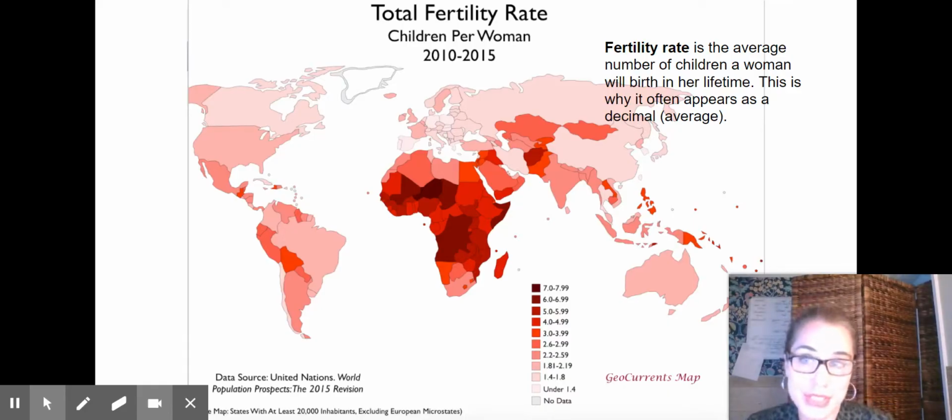This seems counterintuitive. Why would people have more kids when they're poorer? Why would they have fewer kids when they have more access to wealth?